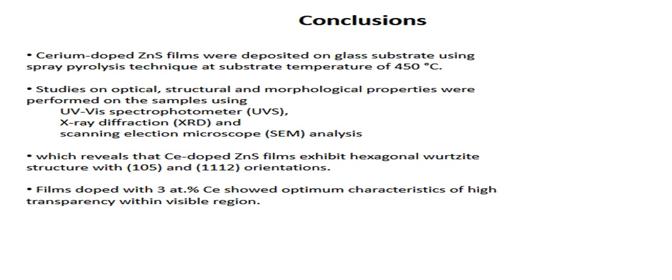And again, the film doped with 3% cerium showed the optimum characteristics of a high transparency within the visible region. So we recommend that cerium, among other metals, is a good dopant for these zinc sulphide films. Several applications. Thank you.